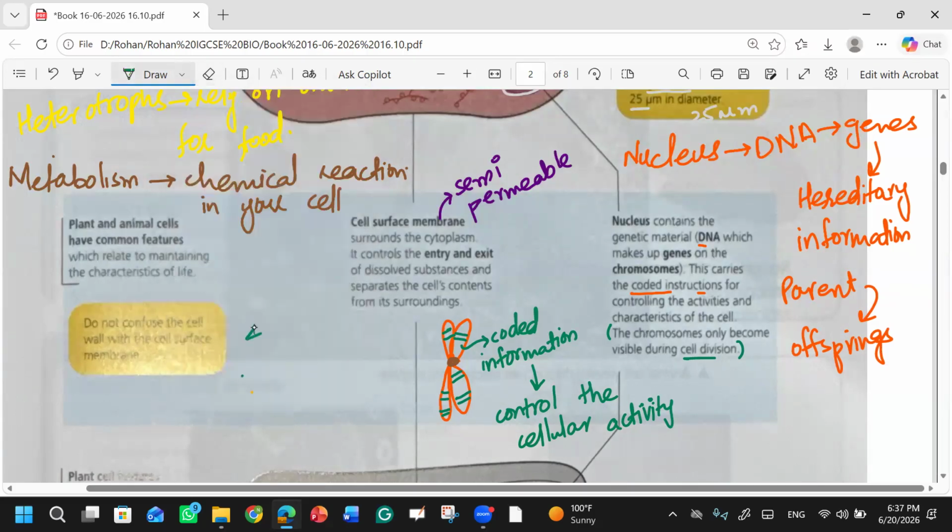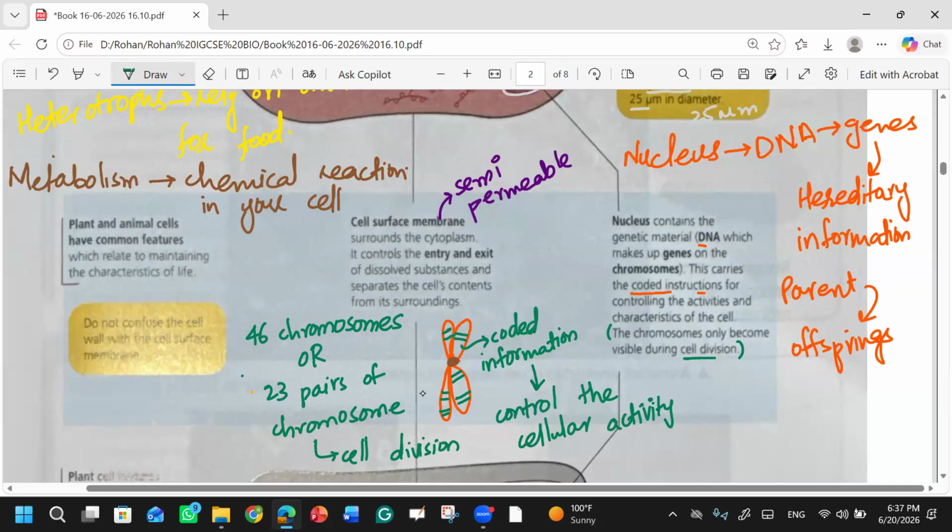There are 46 chromosomes, and these are present in pairs. You can say 46 chromosomes or 23 pairs of chromosomes present in the human cell. They are present, but you can only see them at the time of cell division. When the cell divides, you can check them at that moment.